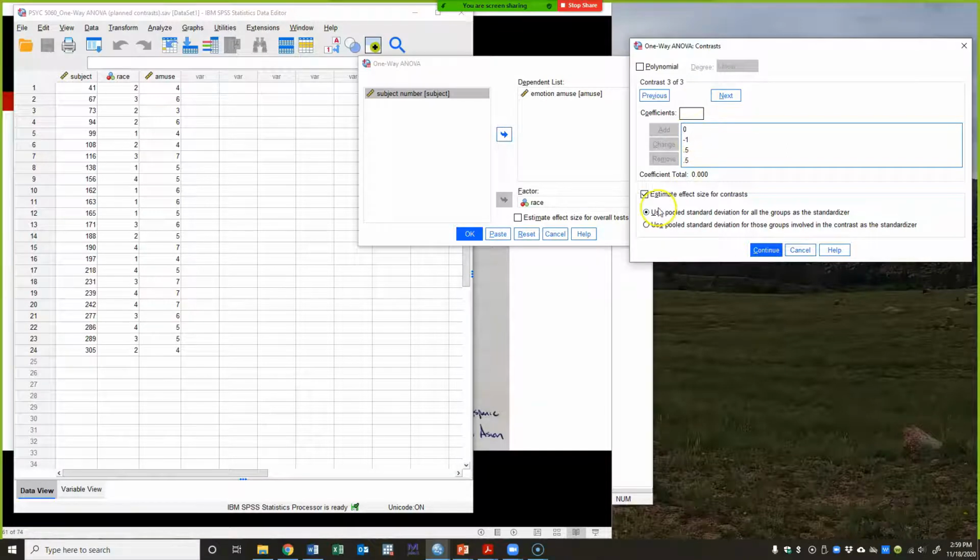Now, this is new. I'm going to eyeball this here. Use pooled standard deviation for all the groups as a standardizer. Use pooled standard deviation for those groups involved in the contrast as the standardizer. Okay. All right. You're getting fancy here. So what do we want to ask SPSS to do here? Okay. Did we already have a problem with violations of homogeneity of variance?